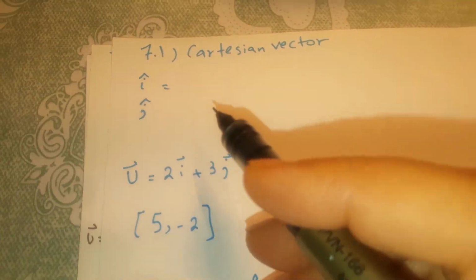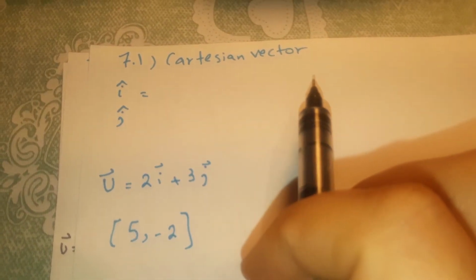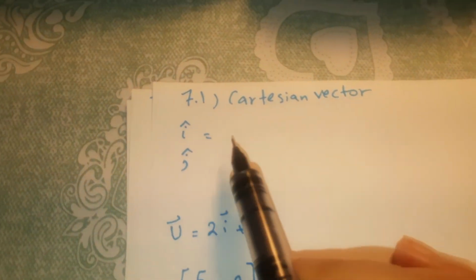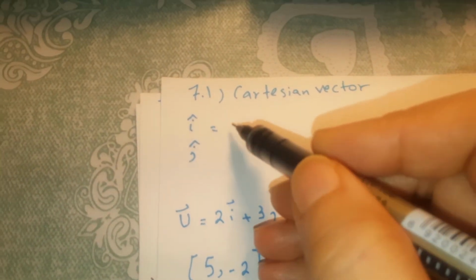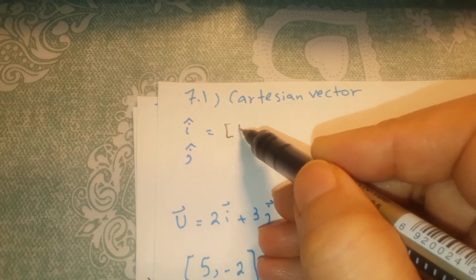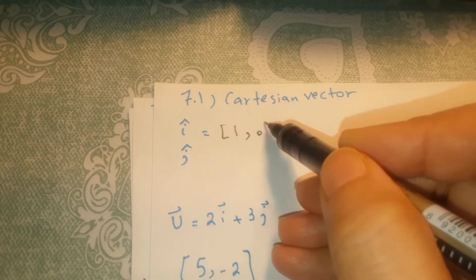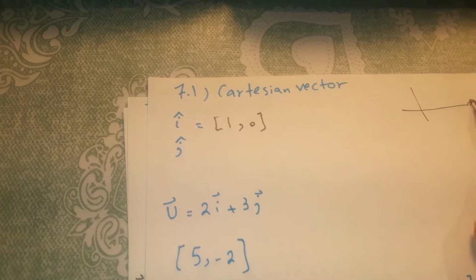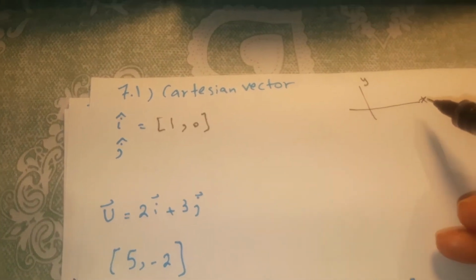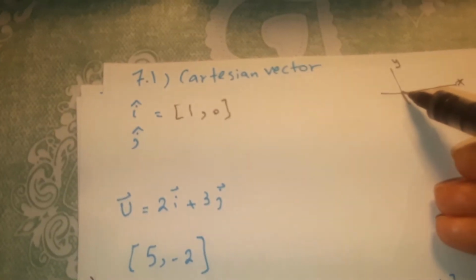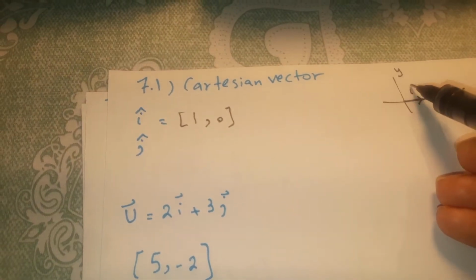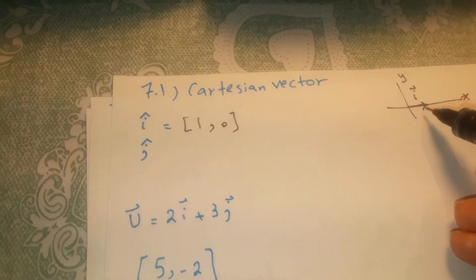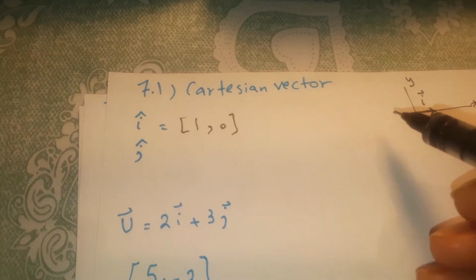Okay, today's lesson is Cartesian vectors. I hat. What is the i hat? The i hat is the unit vector in the x direction, which is (1, 0). What does the (1, 0) mean? It means if this is x and here is the y-axis, you just go 1 unit to the right, and that's i hat, the unit vector i in the x direction.